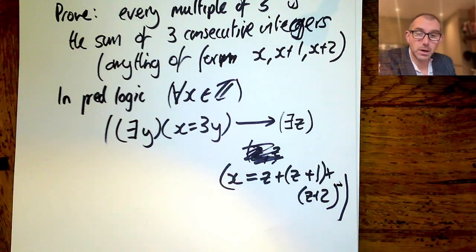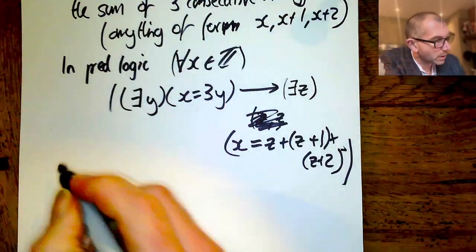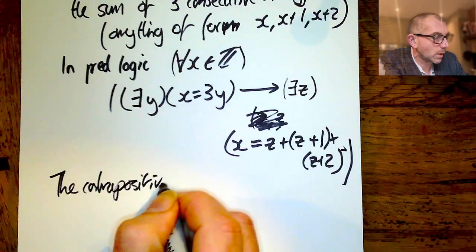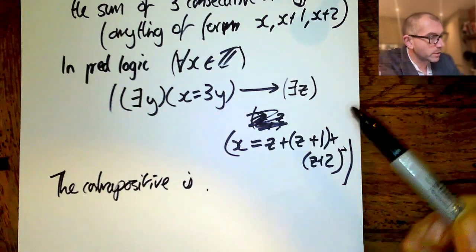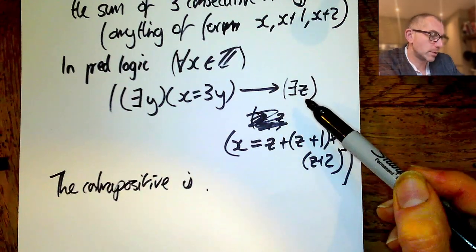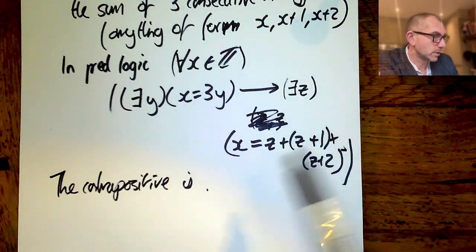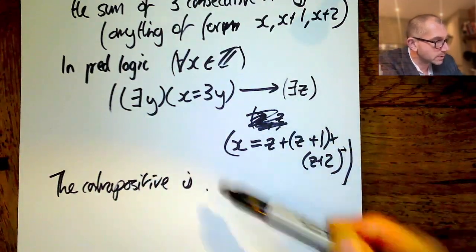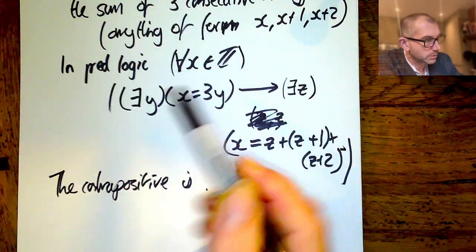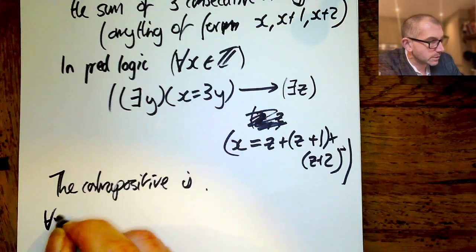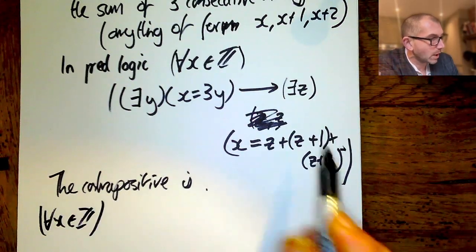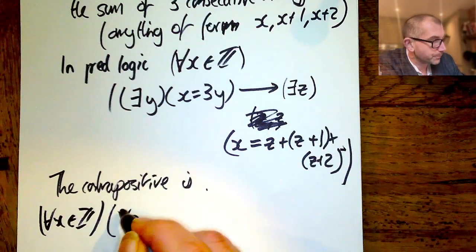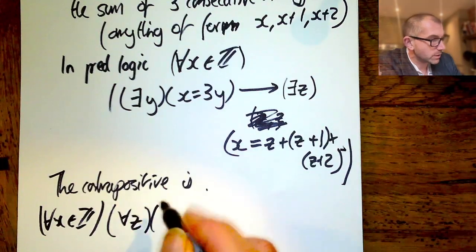Okay, so we're going to prove the contrapositive. So the contrapositive is, remember that when you've got quantifiers and you take not of them, you need to swap the quantifiers over and then you can swap the things inside. So we want, this is P, this is Q, so we want not Q implies not P. So the contrapositive is for all x in Z, not of this, well that is for all z, x is not equal to this thing.